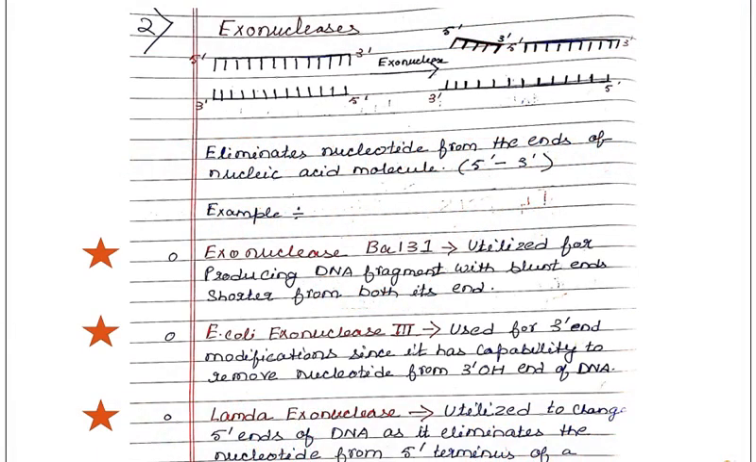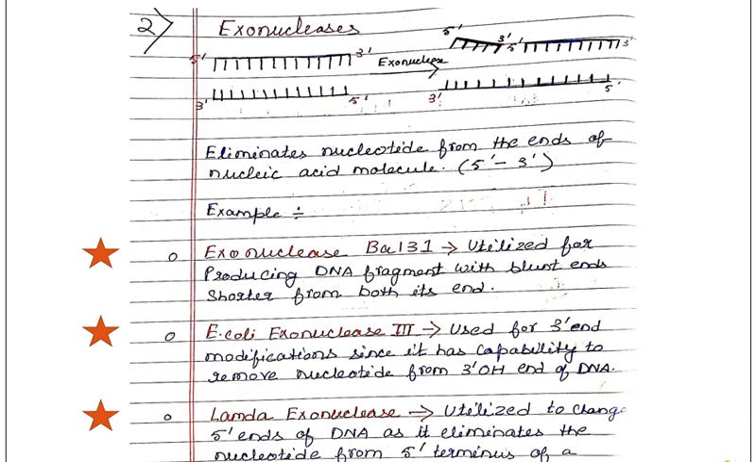Today we start with the tools of DNA technology that we have left in the last presentation. The first tool for DNA technology was enzymes, and the second tool for DNA technology is exonuclease. So what is exonuclease? It helps in eliminating nucleotides from the end of a nucleic acid molecule, that is, from the 5' or 3' end.